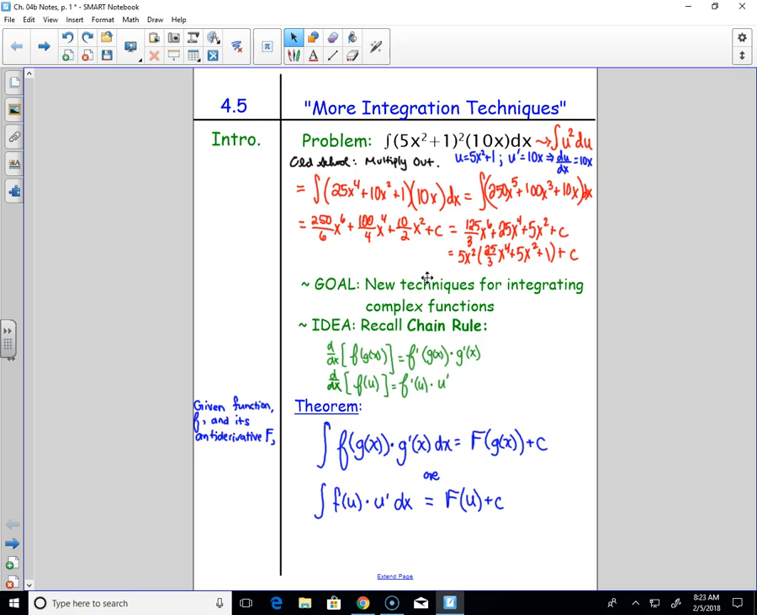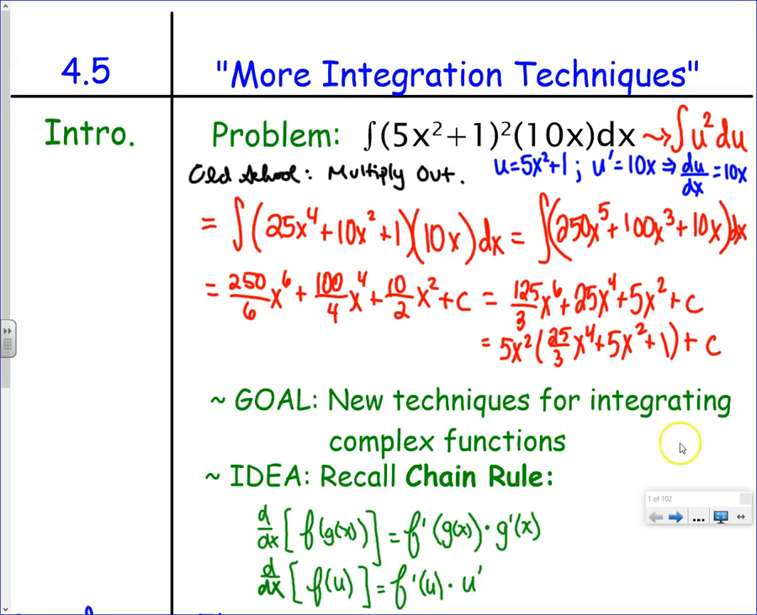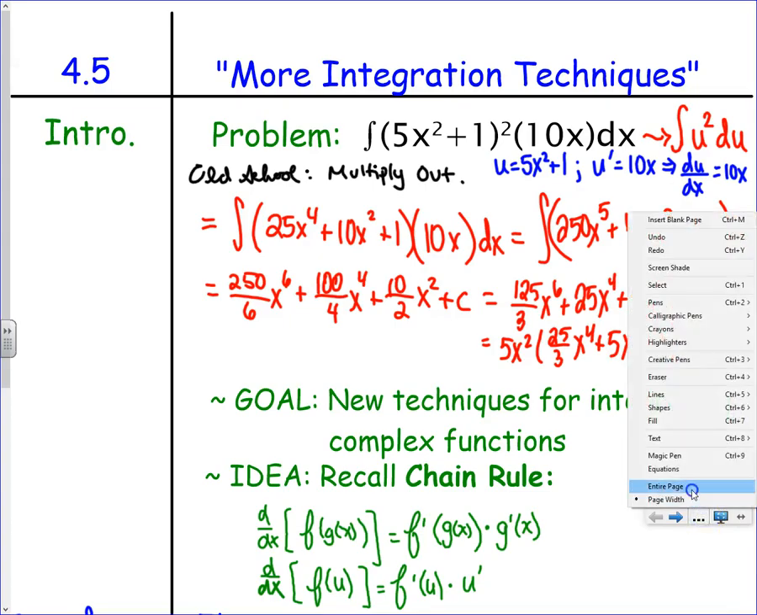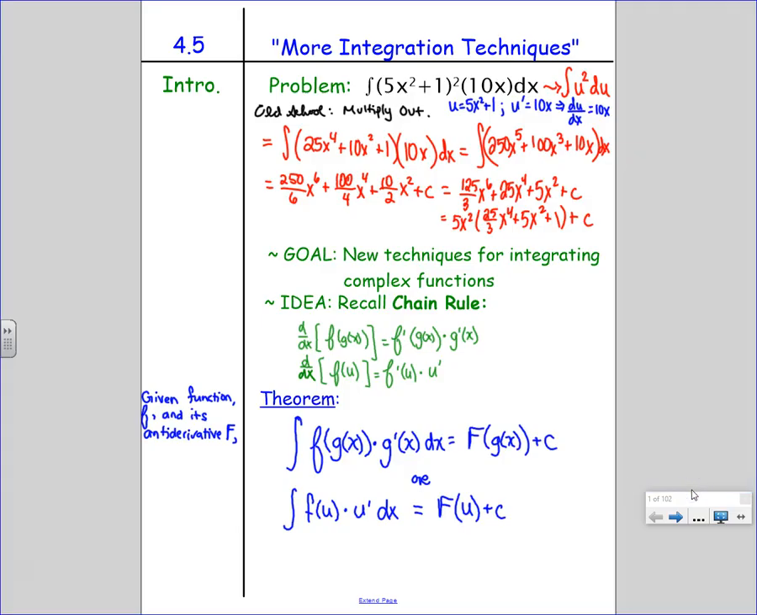And so what I had you guys recall is if you were taking the derivative of an f of g of x, you would need to use the rule f prime of g of x times g prime of x. Remember our other notation for that was the derivative of f of u is f prime of u, derivative of the outside, keep the inside, times u prime.